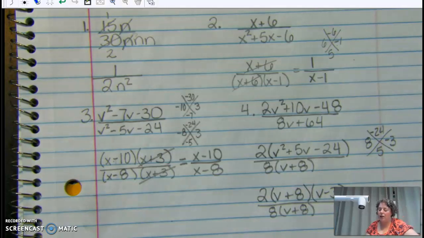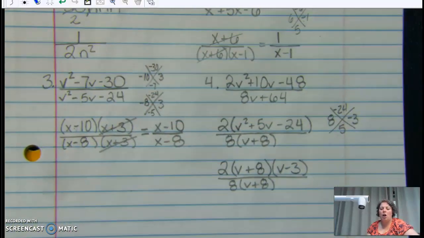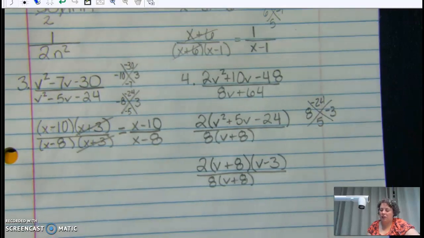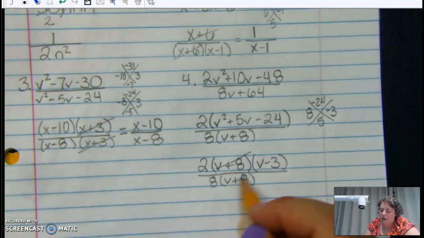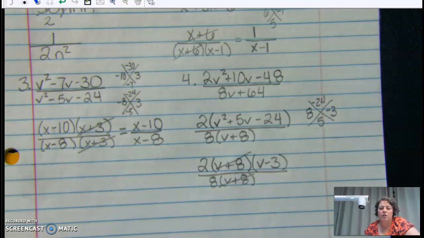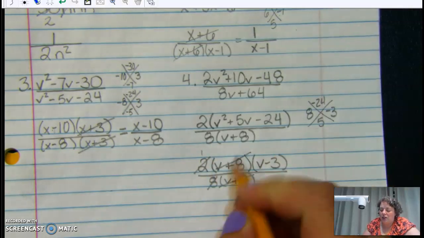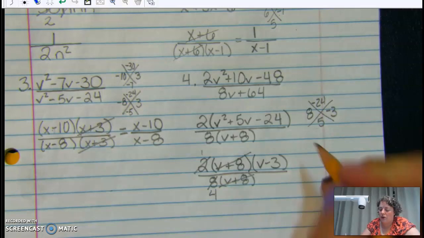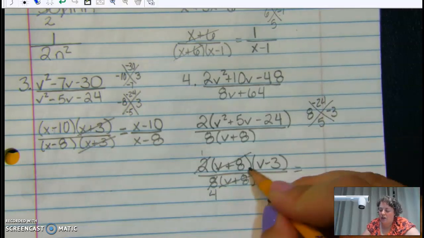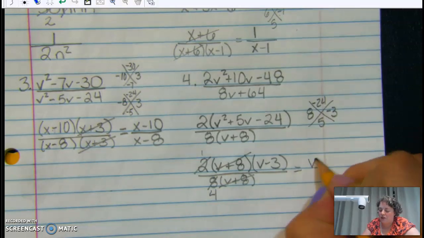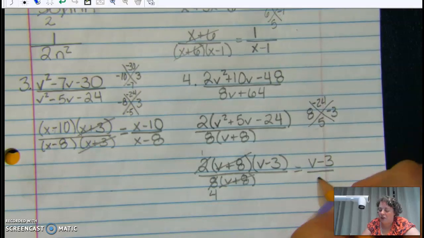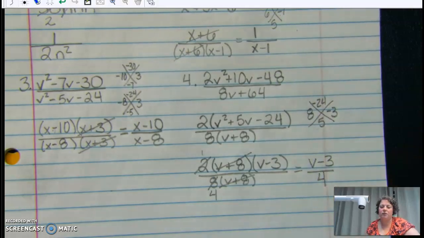All right, so let's look at what cancels. Probably all of you are right away saying v plus 8 cancels, but there's something else that cancels too. Do you see what it is? The 2 and the 8 can simplify. So 2 goes into 2 one time, and it goes into 8 4 times. So my final answer, on top I'm left with v minus 3, and on the bottom I'm left with just 4.